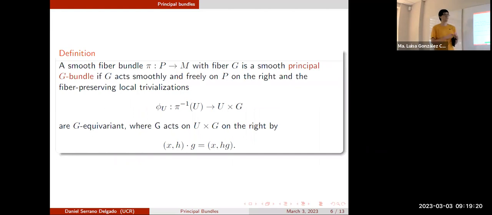So we have a smooth principal G bundle, where G acts smoothly and freely on the total space, on the right, and the following fiber preserving local trivializations are G equivariant. And we'll act on the right in this way, as we see at the end of the slide.